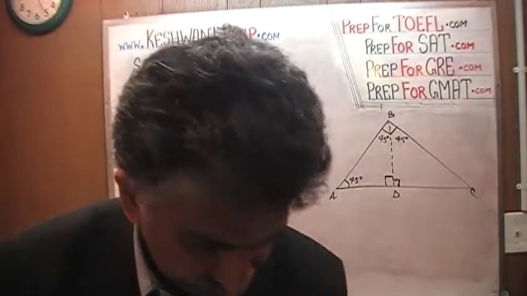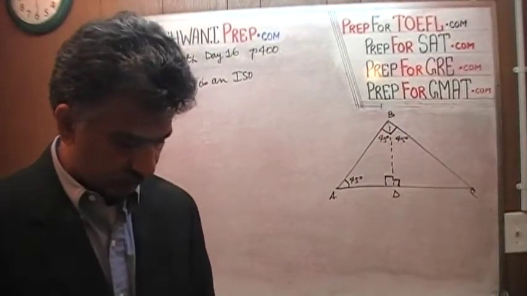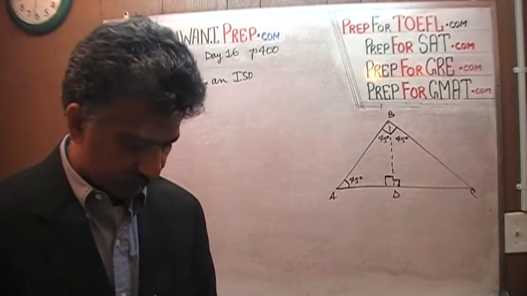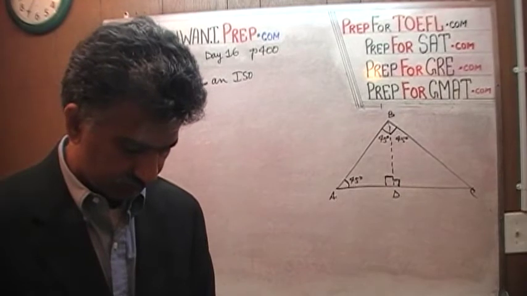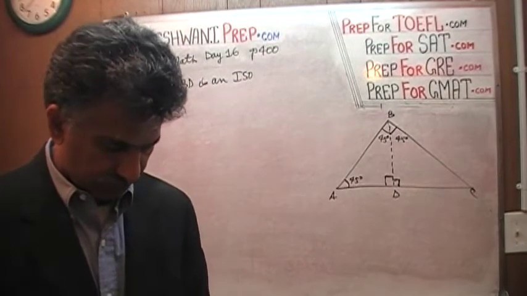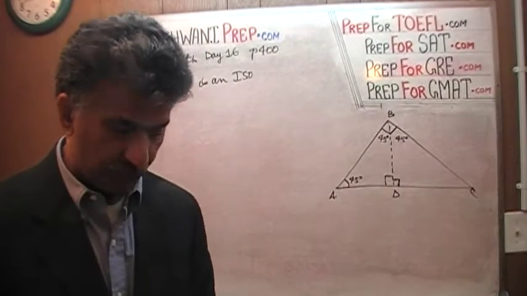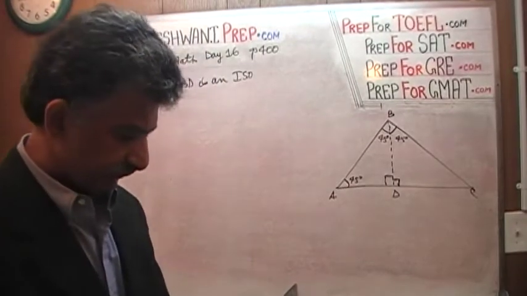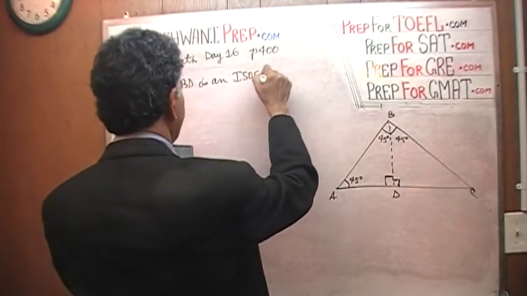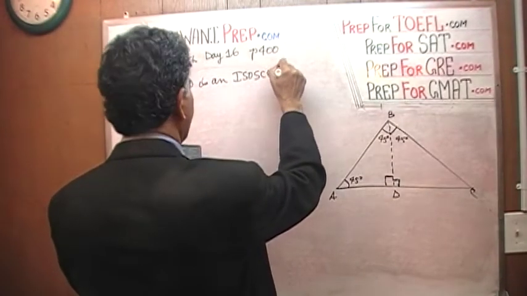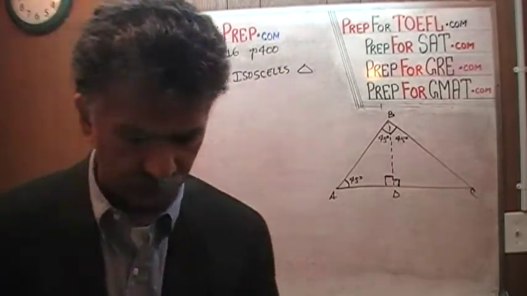Now, how do you spell isosceles? I do not know. I teach math, but I do not know how to spell isosceles. I do not know how to spell hypotenuse, and I do not know how to spell Pythagorean theorem, and I go through this embarrassment every time. There we go. I-S-O-S-C-E-L-E-S, isosceles triangle.